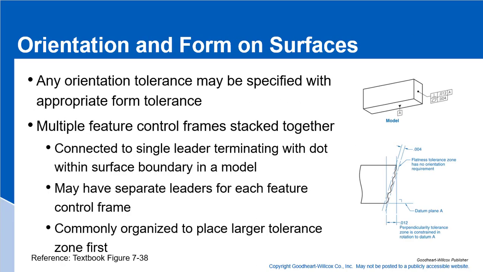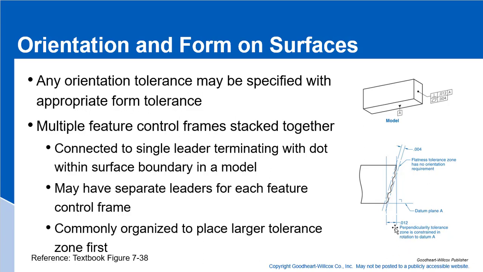So orientation and form tolerances are applied to a surface. We're talking about a model representation here. We have a datum A here, and then we have a perpendicularity tolerance of 12 thousandths on the surface right here to A, and also a flatness tolerance of 4. Again, we always said in previous slides that the form tolerances are much tighter than the orientation tolerance, and this is a good illustration of this right here.